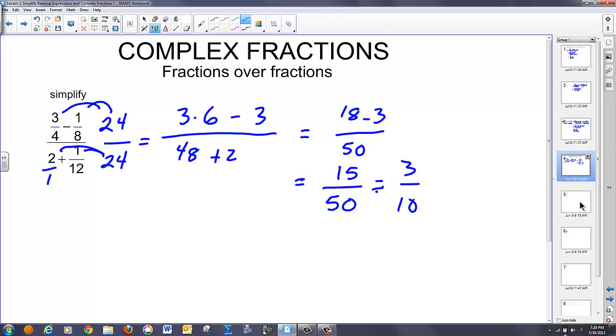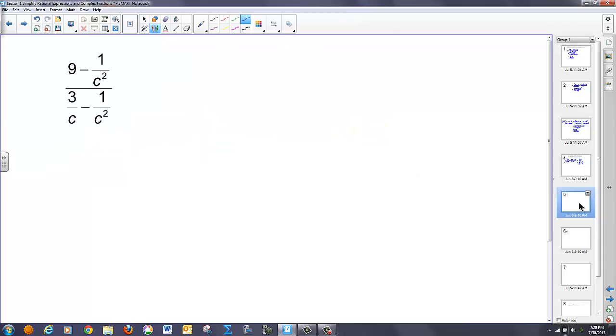And we're going to use the same technique for all the other problems. Now we notice in this problem we've got some variable expressions, and we're going to have to find the common denominator of both the numerator and denominator. So in the numerator I have a 1 and a c squared, and in the denominator I have a c and a c squared. Common denominator of both, c squared. I'm going to multiply that to both terms in both the numerator and denominator.